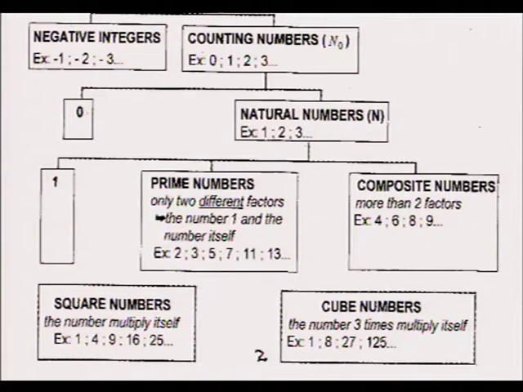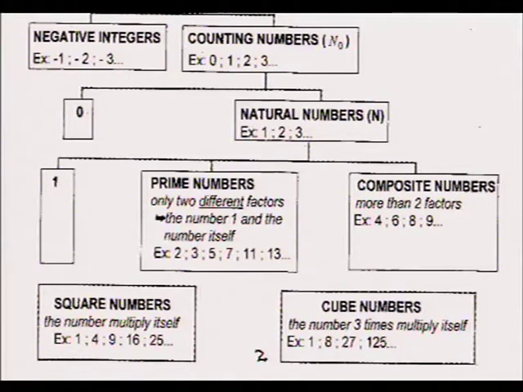Then we must always know our square numbers. For example, 1, because 1 is 1 times 1. 4 is 2 times 2. 9 is 3 times 3, and so we can carry on. So those are making a square.